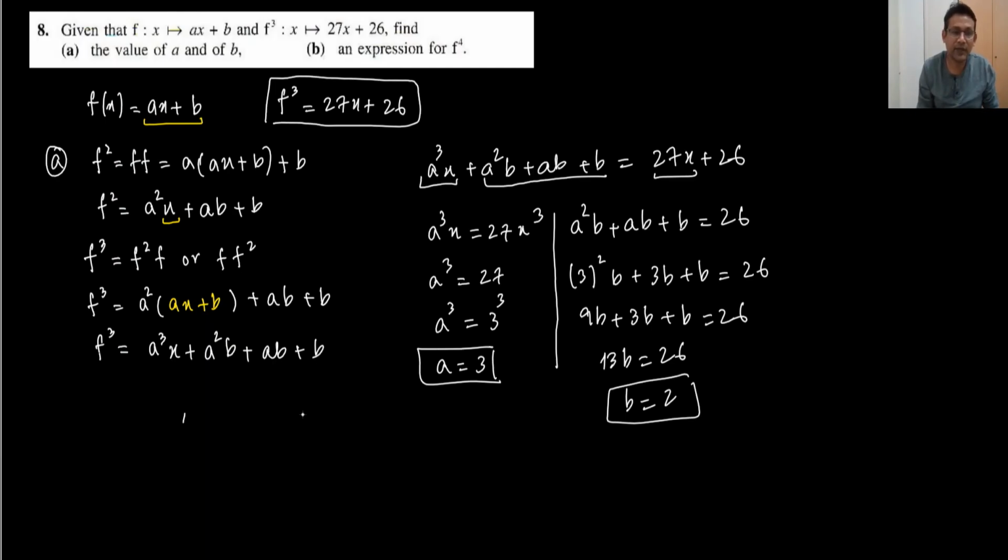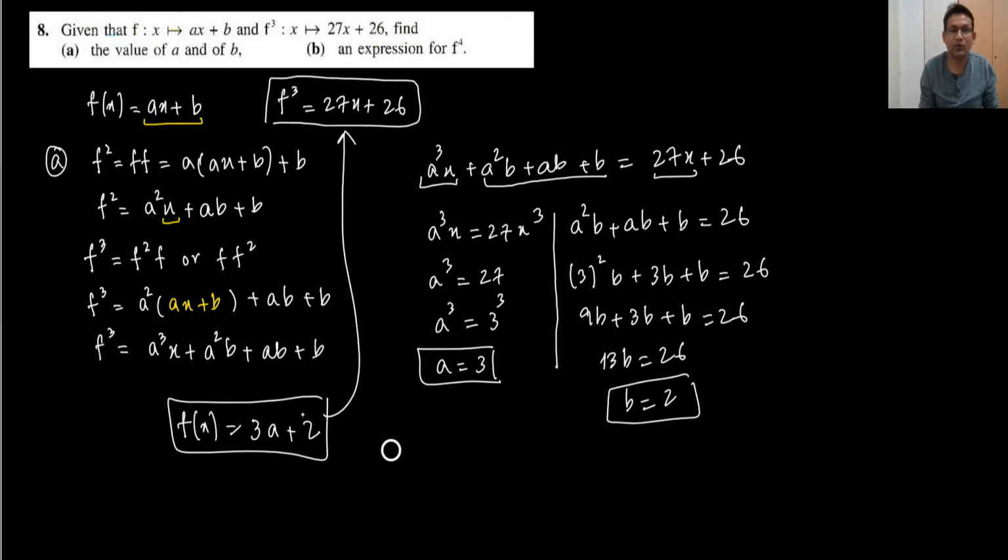There is no problem. So f(x) is normally ax plus b, which means 3a plus b is 2. So now this is f(x) and this is f cube x. When you want to find the b part, it is f4. So f4 means you can write f cube, and this equation will be used to make the expression for f power 4.